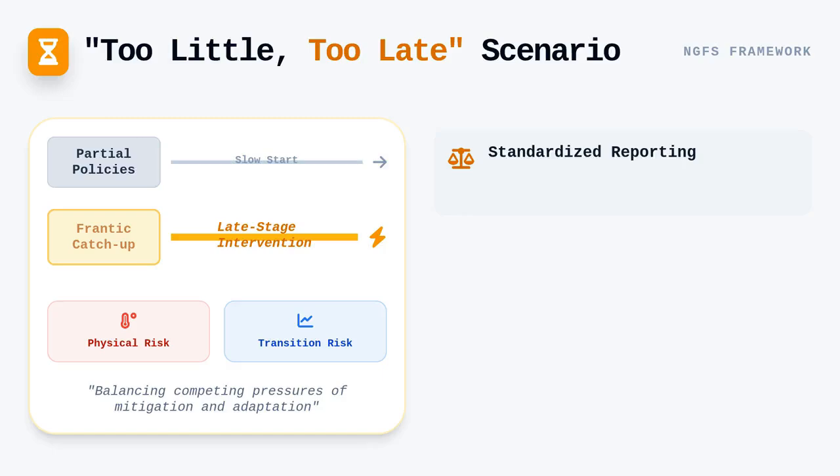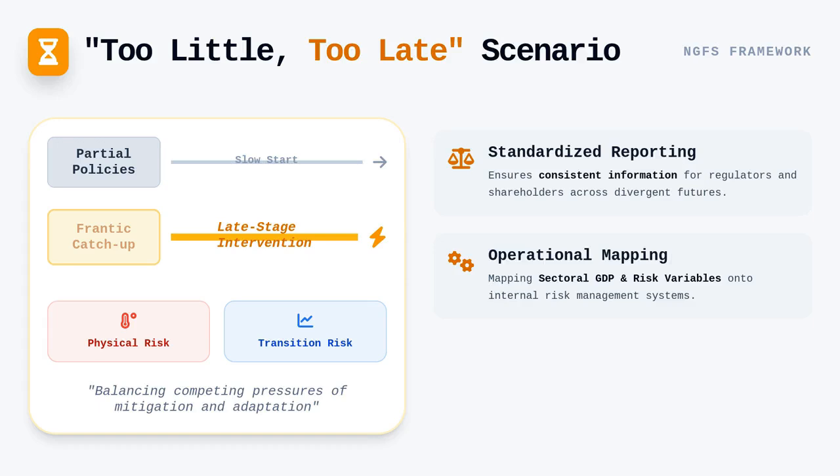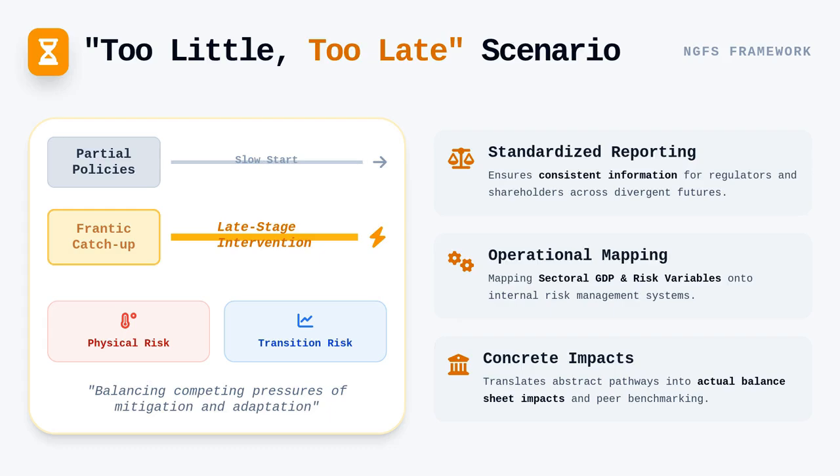The NGFS provides these standardized scenarios so that financial institutions can report consistent information to regulators and shareholders about their exposure to these divergent futures. Operationalizing these scenarios involves mapping sectoral GDP and risk variables provided by NGFS onto an institution's own internal risk management systems. By using these common scenarios, firms ensure that their climate risk disclosures have a foundational consistency, which allows for better peer benchmarking and supervisory oversight. It is through this granular mapping process that an institution translates abstract climate pathways into concrete balance sheet impacts.